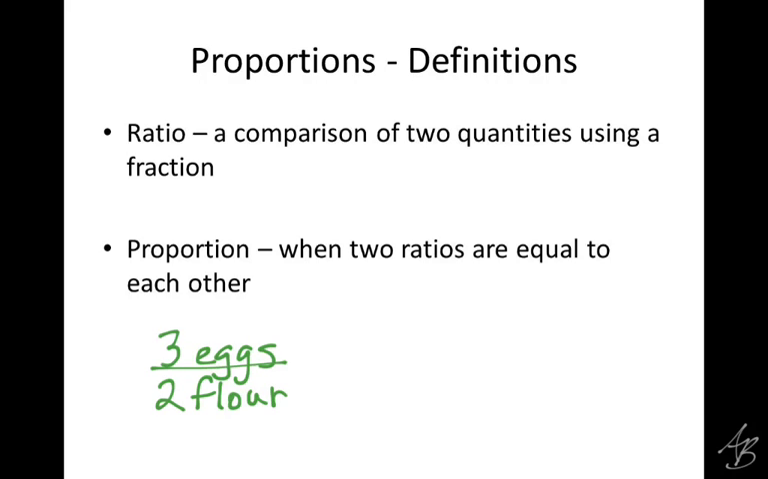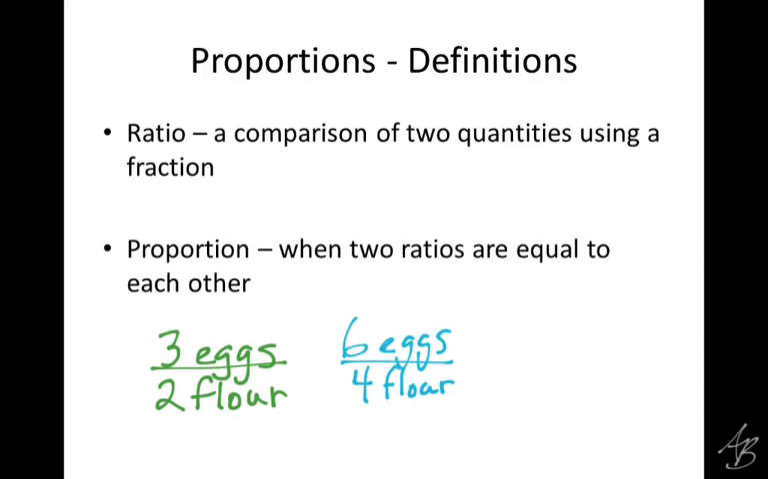A common use for proportions, among many other uses, would be when we're cooking. Let's say we have a recipe, and that recipe calls for 3 eggs for every 2 cups of flour. All right, but let's also say that this recipe only makes enough food for 4 people, but we want enough for 8 people. So we need twice as much food, right? So instead of using 3 eggs and 2 cups of flour, we would use 6 eggs and 4 cups of flour.